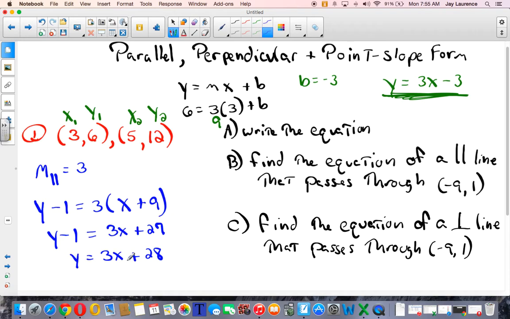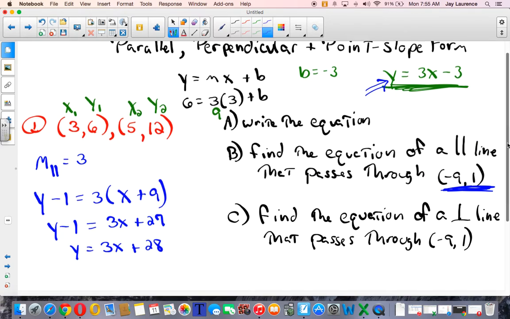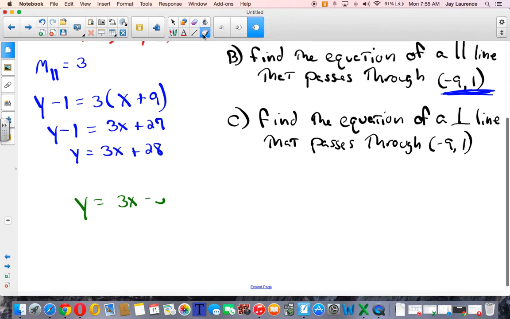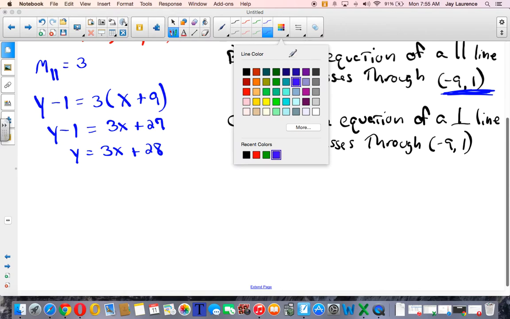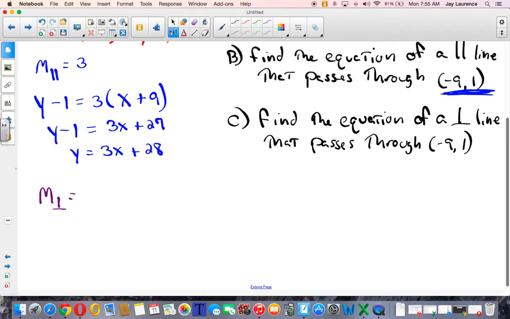This line, this blue equation, produces a parallel line to this green equation, but it passes through this point. Okay, this one will not pass through that point. That one will. All right, so now I have to do the perpendicular one. Oop, looks like I missed something to erase down here. And so my perpendicular one is done very similarly. I need the perpendicular slope, which is going to be the negative reciprocal. And so now I can go y minus 1, which equals negative 1/3 times the quantity of x plus 9.